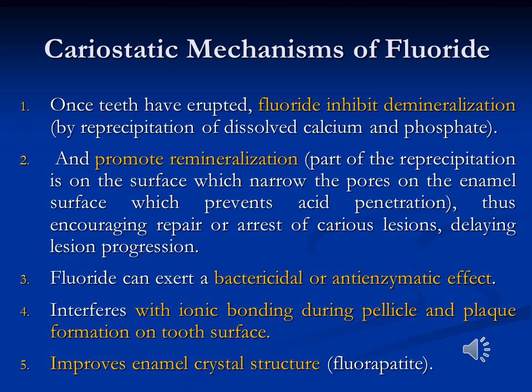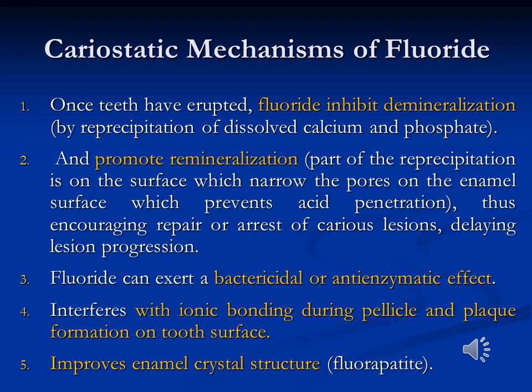So, how does fluoride work, or what are the cariostatic mechanisms of fluoride? Fluoride can work in many ways for prevention of dental caries. First, once teeth have erupted, fluoride inhibits demineralization by reprecipitation of dissolved calcium and phosphate into the enamel. Fluoride also promotes remineralization. Part of the reprecipitation is on the surface, which narrows the pores of the enamel surface, which prevents acid penetration, thus encouraging repair or arrest of the carious lesion and delaying the lesion progression.